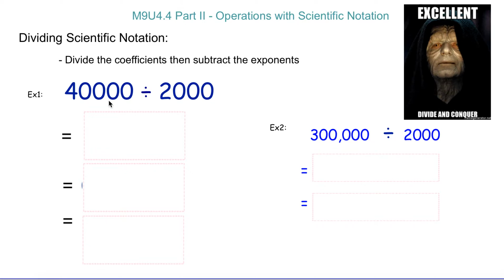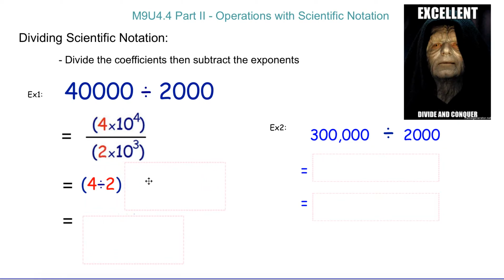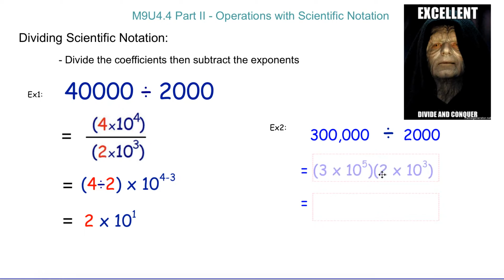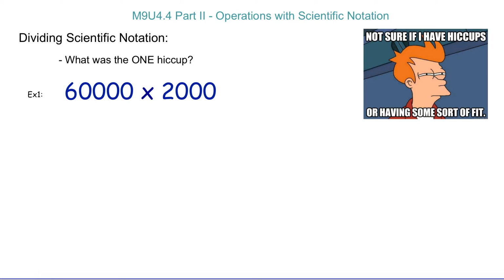Dividing is the same sort of thing. If this is 4 times 10 to the 4th and 2 times 10 to the 3rd, you divide the coefficients, you get the 2. And then for the 10 to the 4th and 10 to the 3rd, you subtract those exponents. So you get 2 times 10 to the 1st. Try it with this one. So this is 3 divided by 2 gives you 1.5. And the 5 divided by the 3 gives you the 2 there. Cool.